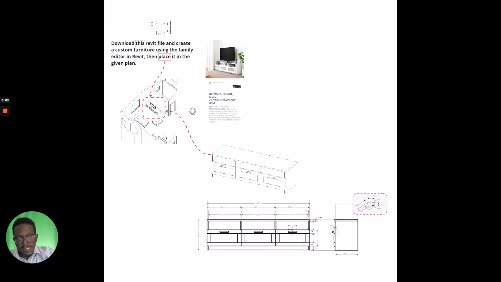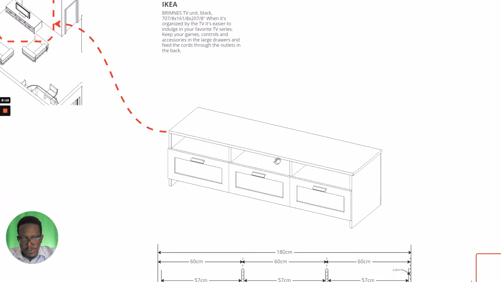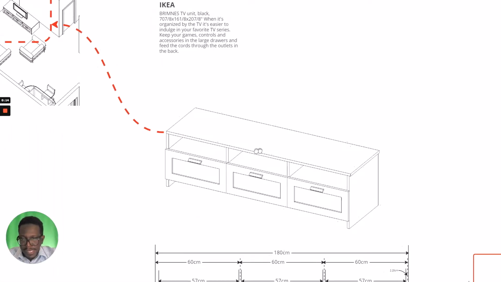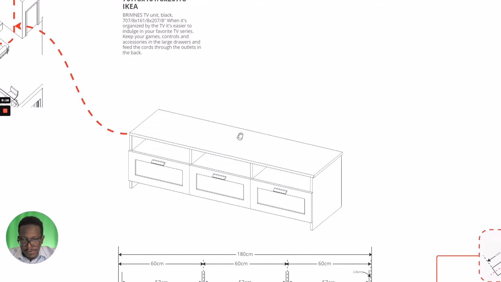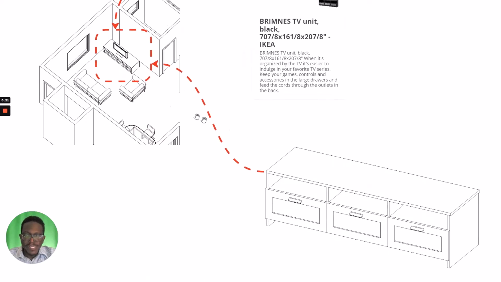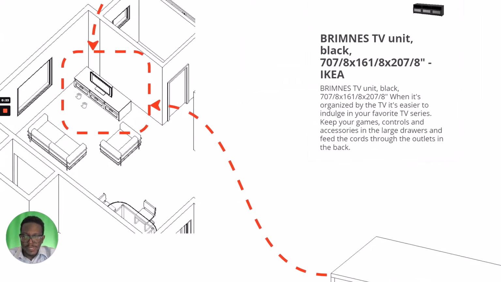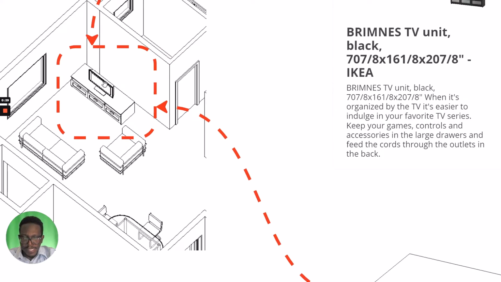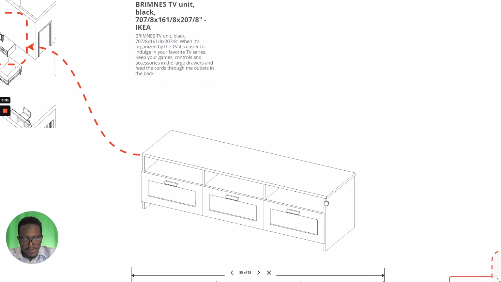Okay, for this activity, we are going to look into creating this console. And the idea is that when we create this console, we are going to place it into this section here in the living room. And we'll be able to place a television on top of it.